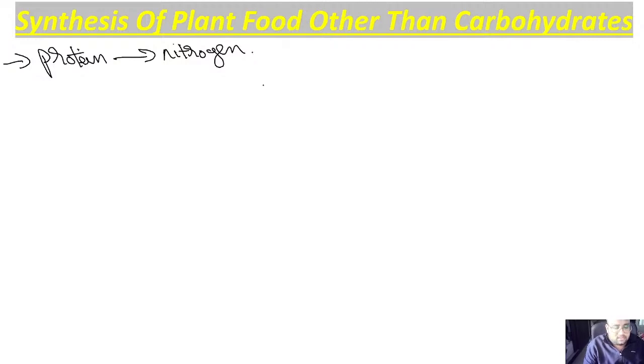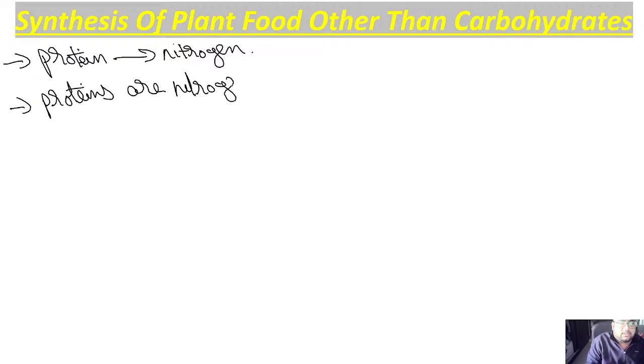Okay, students, am I clear so far? Let me get into the topic. First of all, why is protein being taken from nitrogen? It is because proteins are nitrogenous substances. So where is this nitrogenous substance extracted from? That is what we are going to talk about.